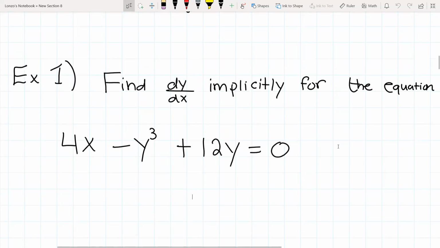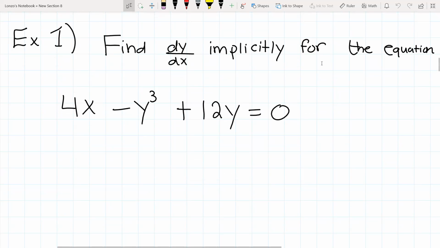Okay, so let's start with example one. It says find dy dx. Basically, dy dx means derivative in respect to x, right? Implicitly for the equation. So what we're going to do is take the derivative of each term in respect to x. Let's start with 4x. What is 4x in respect to x? It's just the usual derivative, so the derivative of 4x is just 4.